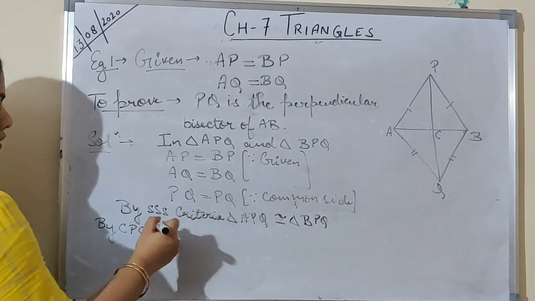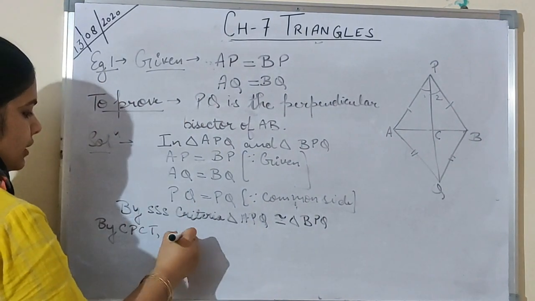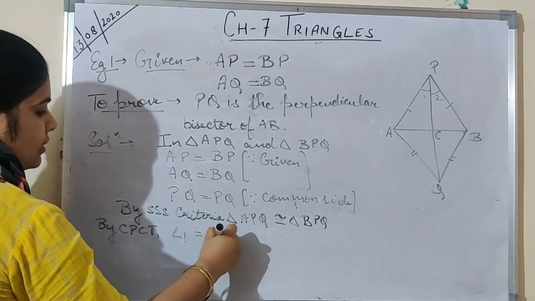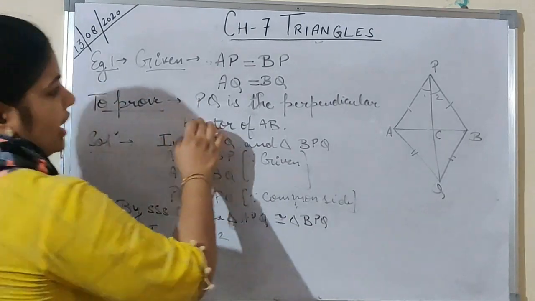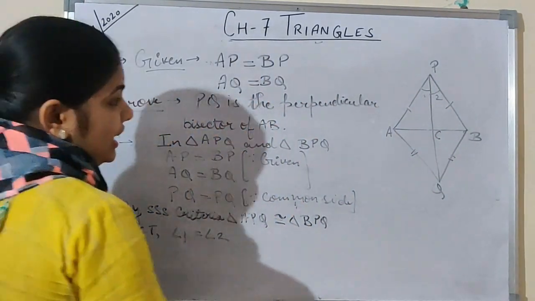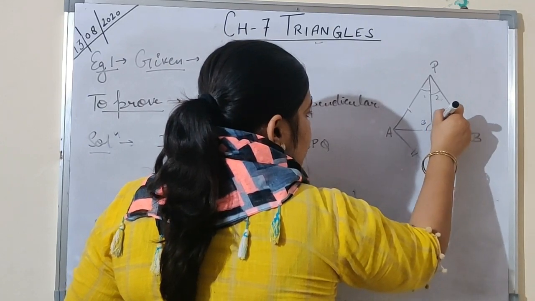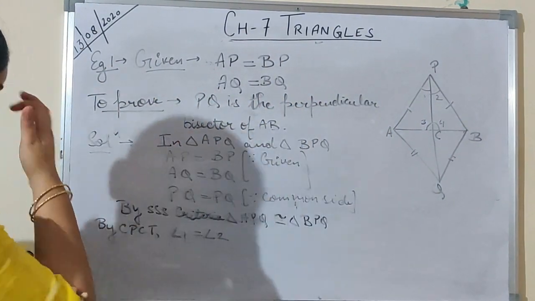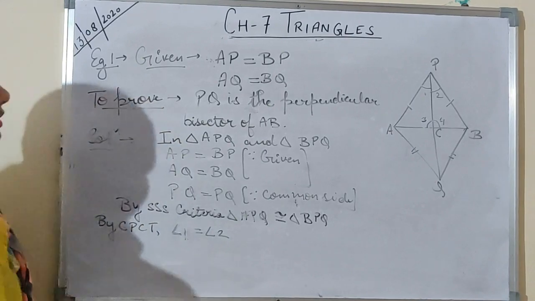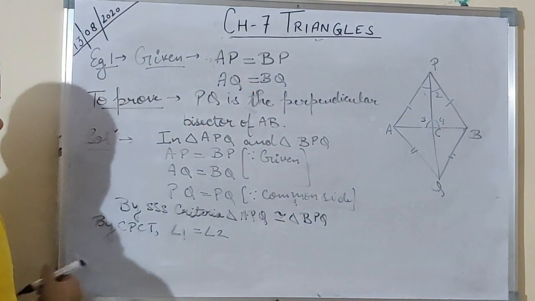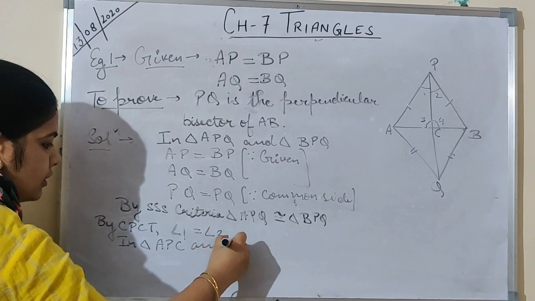By CPCT, what can we write? That this angle, I'm marking this as angle 1 and this as angle 2, that angle 1 is equal to angle 2. Okay. Now, we have to prove that PQ is the perpendicular bisector of AB. That means we have to prove that AC is equal to CB, and these angles that I am taking as angle 3 and angle 4 are of 90 degrees. So after this, I will go in triangle APC and triangle BPC.